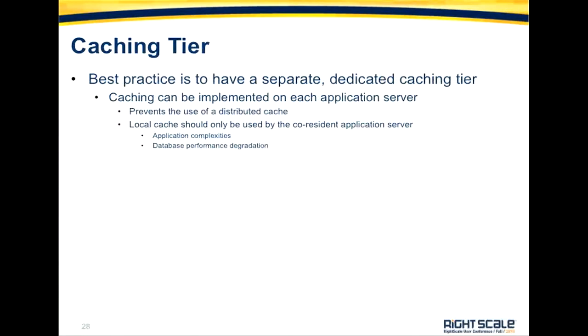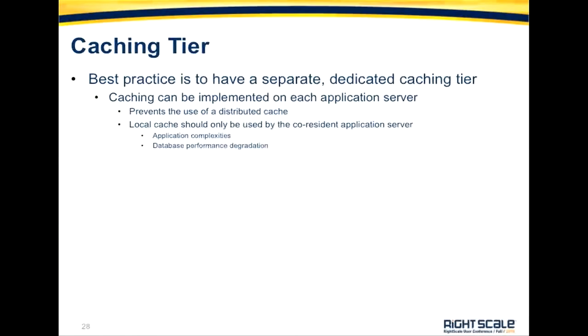Our recommended best practice is to have a separate dedicated caching tier. Some of our users have done otherwise, but in very specific use cases: you can implement caching on each app server. For example, you can spin up an app server, install PHP on it and install memcached. That's fine, but we only recommend that that server uses the co-resident cache for itself, and not as part of the distributed cache, because there are application complexities and database performance degradation if all of a sudden you have caching servers coming in and out of this caching tier. So in very specific use cases, this might make sense. We generally recommend you have a dedicated caching tier that you use as a distributed cache.